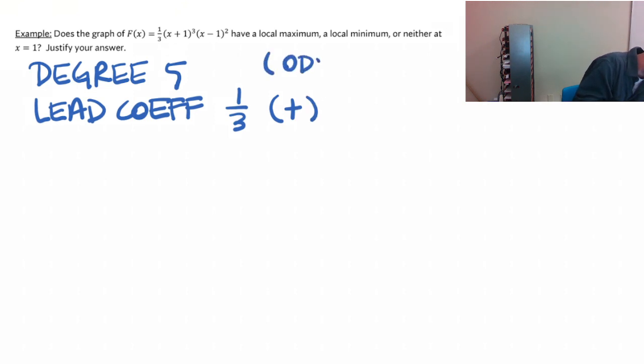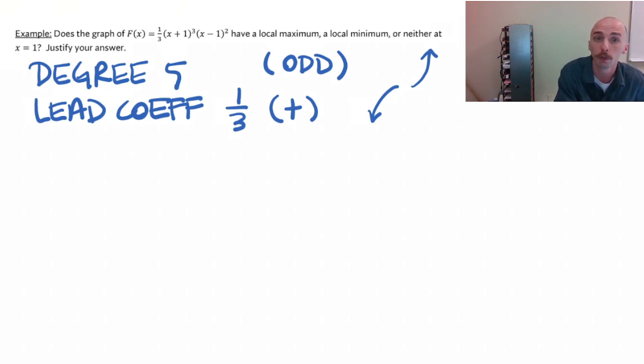And what matters about this is the degree is odd. Okay, so if I've got an odd degree polynomial with a positive leading coefficient, it's going to kind of look like that, where as x approaches positive infinity, y approaches positive infinity. As x approaches negative infinity, y will also approach negative infinity, much like the graph of y equals x cubed or y equals x.